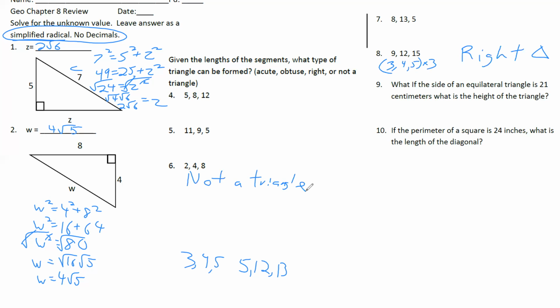On number 7, 8 plus 5, that's 13. That's not greater than 13. So this one also is not a triangle.